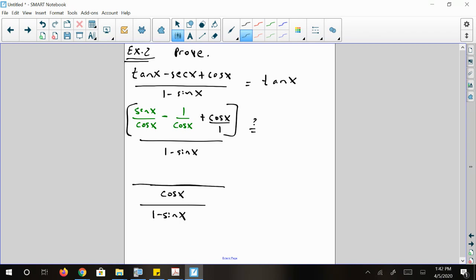If I'm thinking about each term individually, this already had a cosine of x, so I'm not going to change it at all. This one already had a cosine of x, so I'm not going to change it at all. This one had a 1. I multiplied in a cosine, which means I need to multiply cosine on top.